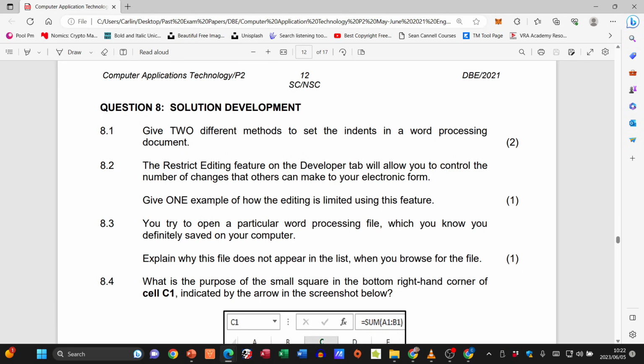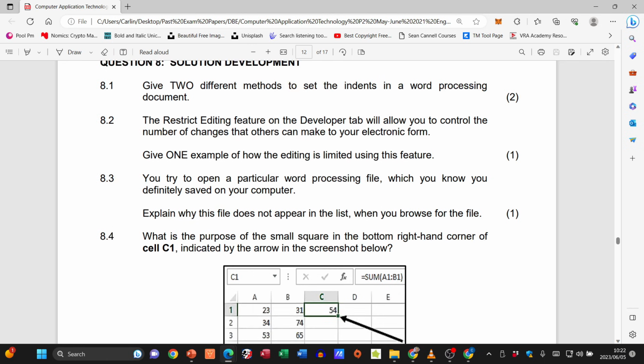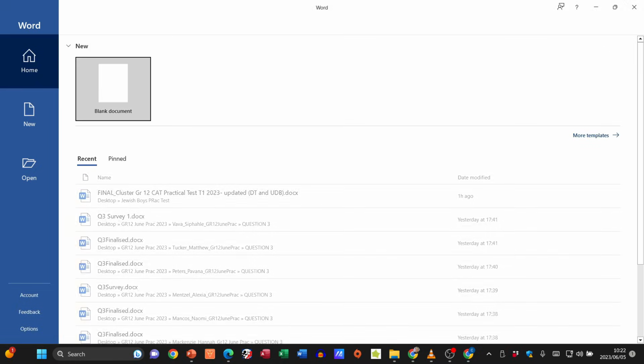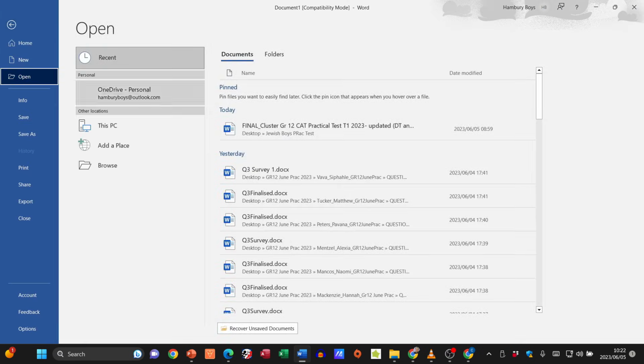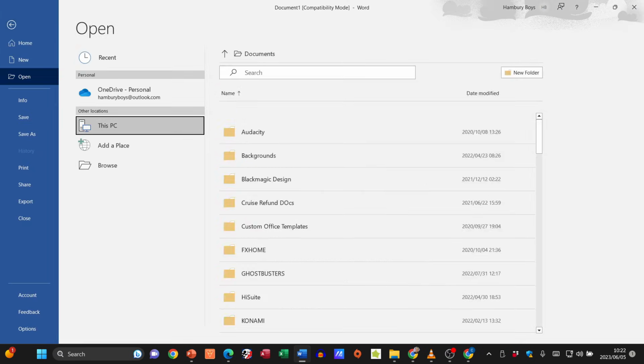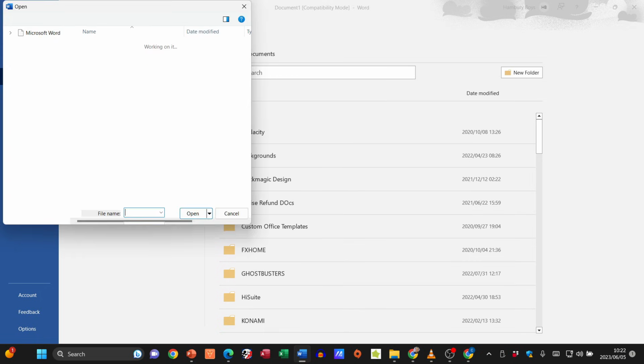8.3, you try to open a particular word processing file. So you're trying to open a Word document, which you know you definitely saved on your computer. Explain why this file doesn't appear in the list when you browse for the file. Well, it could be that when you went file, open, and you looked for a particular file, just go browse.